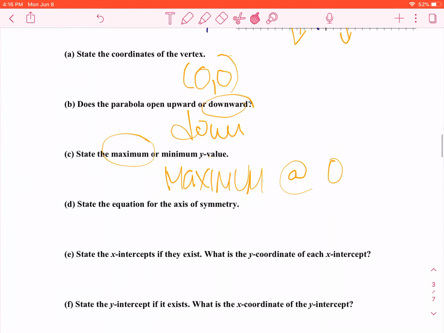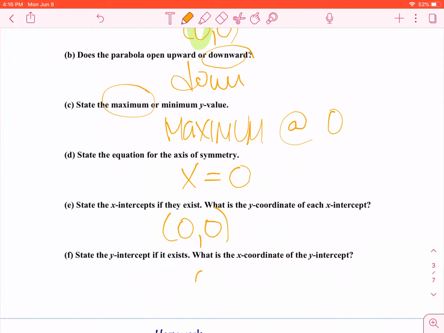State the equation of the axis of symmetry, so remember that's the x part of the vertex, so it's x equals 0. There is an x-intercept, which is at (0, 0), and this is actually the same place where the y-intercept is, which is (0, 0). Okay?